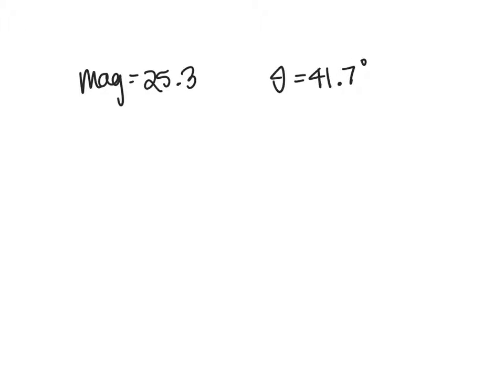To write a vector in ij form, given its magnitude and direction angle, we need to figure out what its horizontal and vertical components are. So, to do that, if we draw a picture of this vector, we can draw an angle 41.7 degrees would be in the first quadrant. And then we know the magnitude is 25.3. Well, we need to figure out the A value for the horizontal component and the B value for the vertical component.